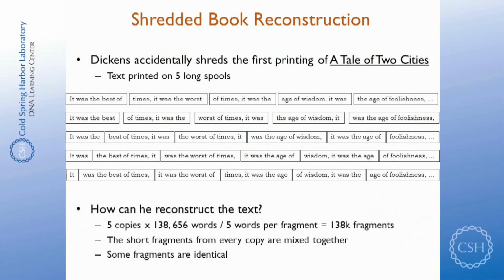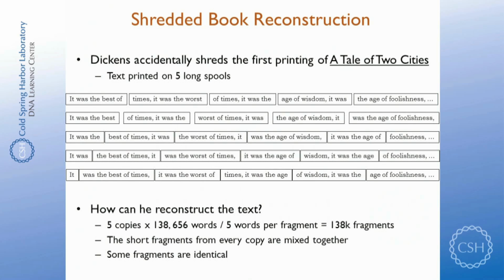So if we started with 5 copies, 140,000 words or so, we have about 140,000 fragments in this big shredder bag. The way I like to think of these is like little tiny fortune cookie-sized pieces of paper in there. They're all mixed together, and one thing that's going to become really critical to the whole analysis is that some of the fragments are identical.